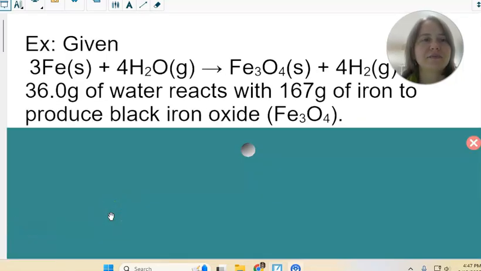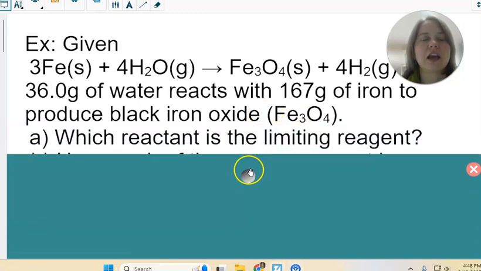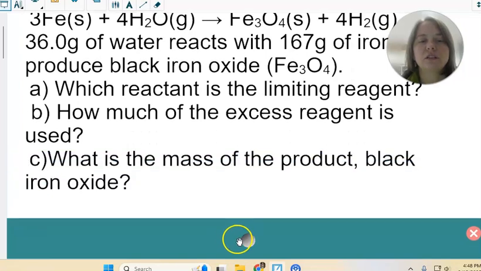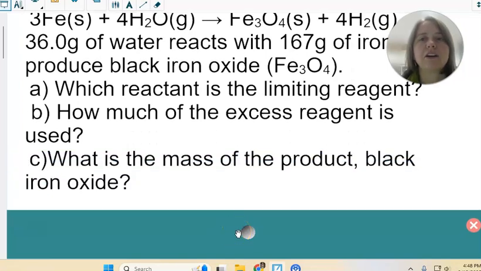All right, so let's do this. Given this equation, 3 moles of solid iron reacts with 4 moles of water vapor to form 1 mole of black iron oxide and 4 moles of hydrogen gas. If 36.0 grams of water reacts with 167 grams of iron to produce black iron oxide, there are going to be 3 questions. A, which reactant is the limiting reagent or reactant? B, how much of the excess reagent is used? C, what is the mass of the product, black iron oxide?